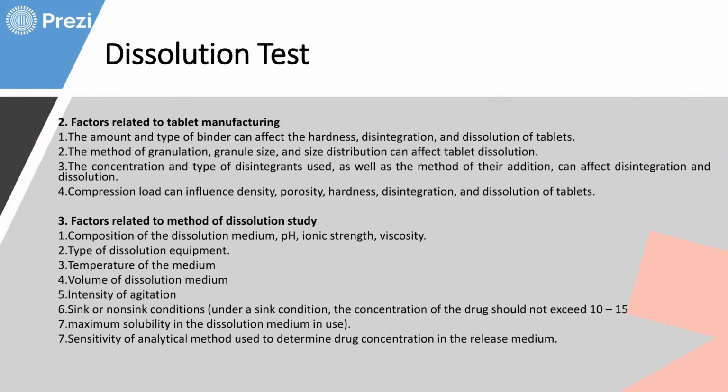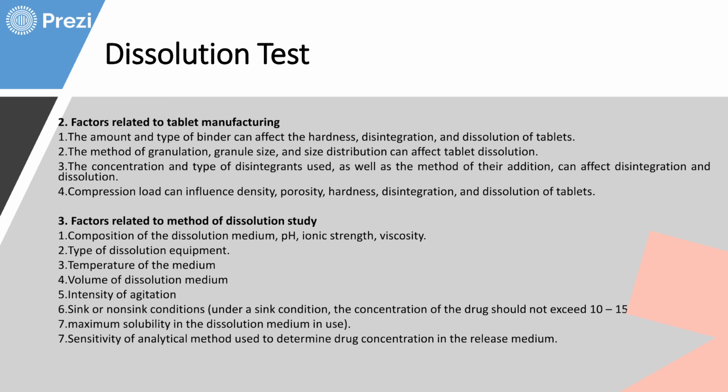The second factor is related to the tablet manufacturing process. The amount and type of binders can affect the hardness, disintegration and dissolution. If the hardness is more, disintegration would be less and dissolution will be less. If the hardness is less, it is vice versa; it is inversely proportional. Then the method of granulation and granule size distribution can also affect tablet dissolution. The concentration and type of disintegrants used, the amount of disintegrant used, and the method of their addition also influence the disintegration and dissolution properties. Compression load can influence the density, porosity, hardness, disintegration and dissolution of the tablets.